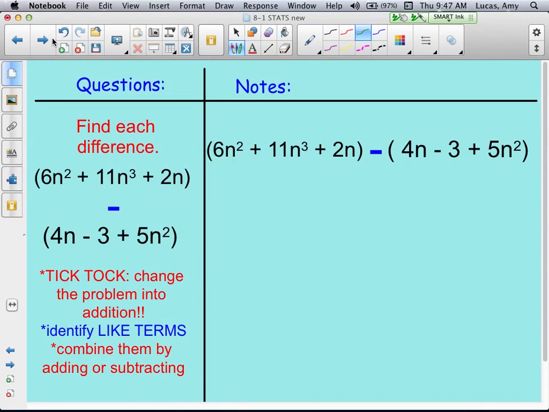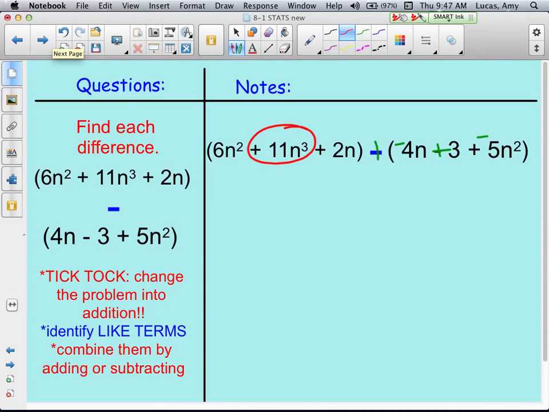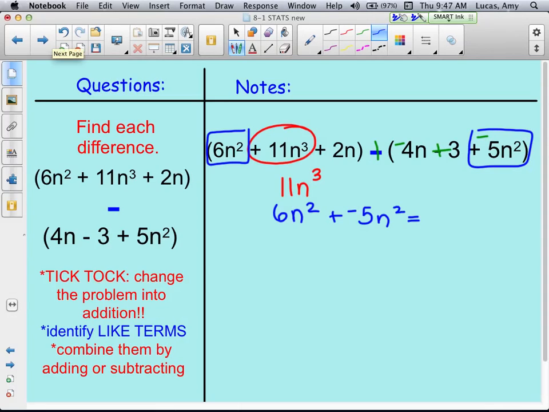Okay, I'll do that again on this problem. So I'm going to make this a plus, and then I'm going to change the signs on all of these terms. Okay, so first up on this one, I have 11n to the third. 11n to the third has no like terms, so I'm done with that one. Then I'm going to move to 6n squared. It has a like term over here, so plus negative 5n squared. That would be positive 1, or just n squared.